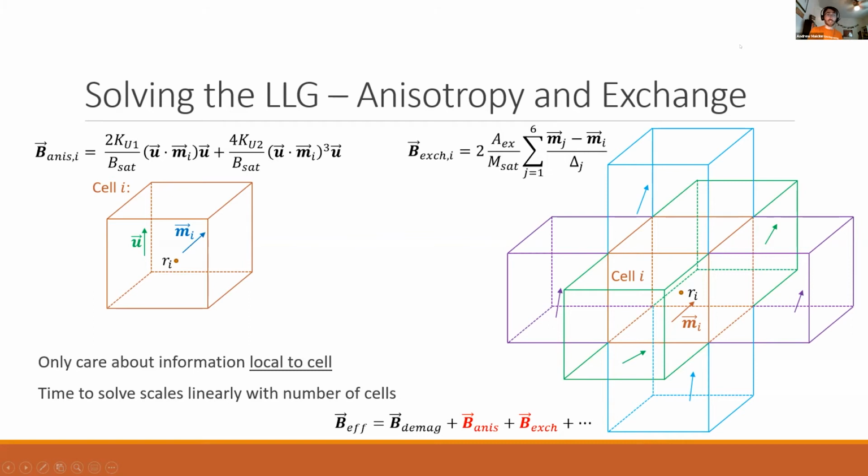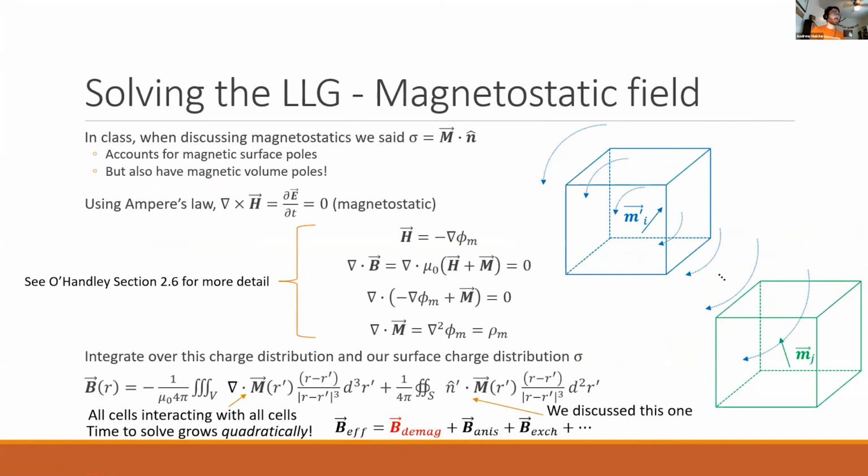For exchange, I only need to look at their nearest neighbors. So if I have 100 cells, I'll do 600 calculations because I need to find the difference in the magnetization between the cells on each of the faces. But it's still linearly growing with the number of elements. For the demagnetization field, I need to calculate the interaction between every cell with every other cell. So this is a quadratically growing computational step.